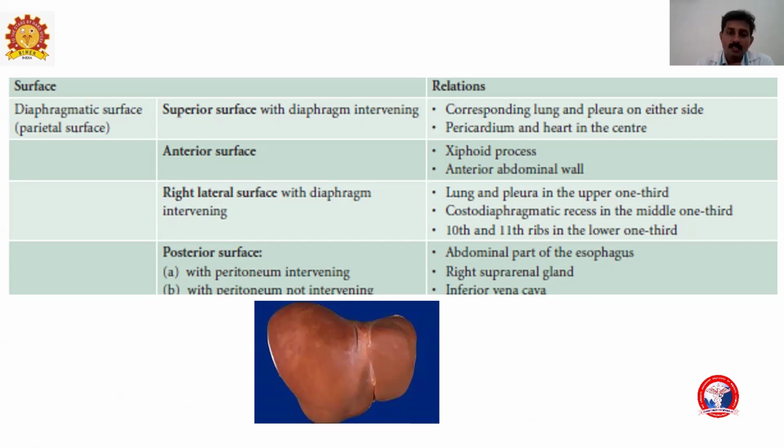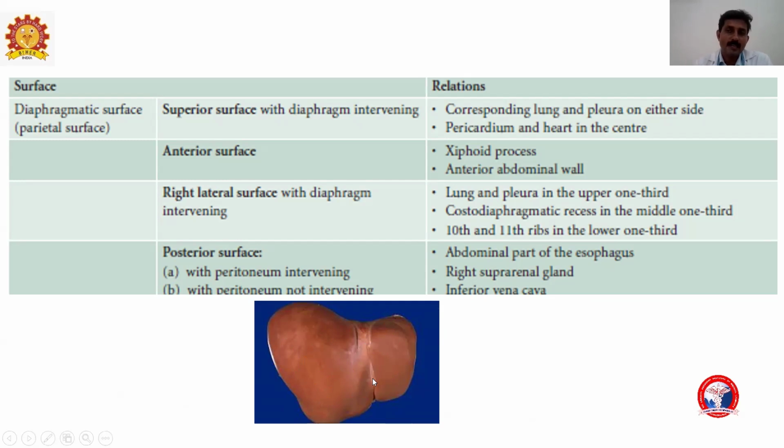Now we are coming to the anterior surface of the diaphragmatic surface. This is the anterior surface. It is related to two structures. First is the xiphoid process. Second is the anterior abdominal wall. Xiphoid process here and anterior abdominal wall will be present.